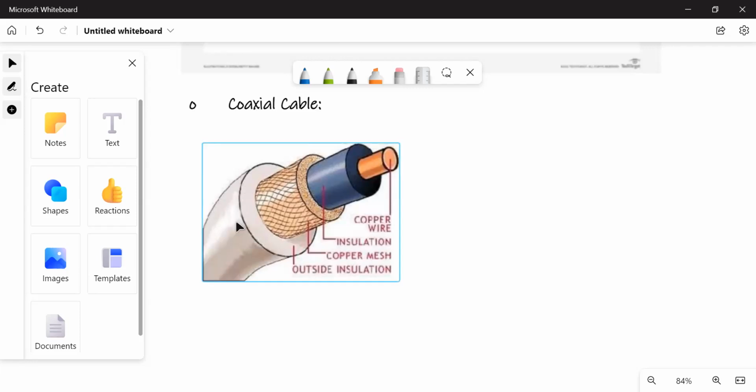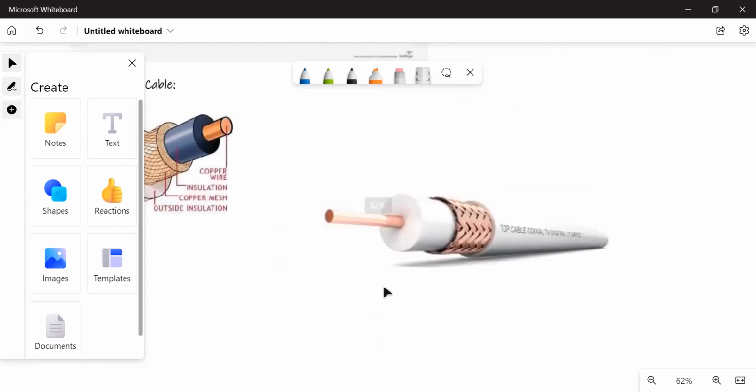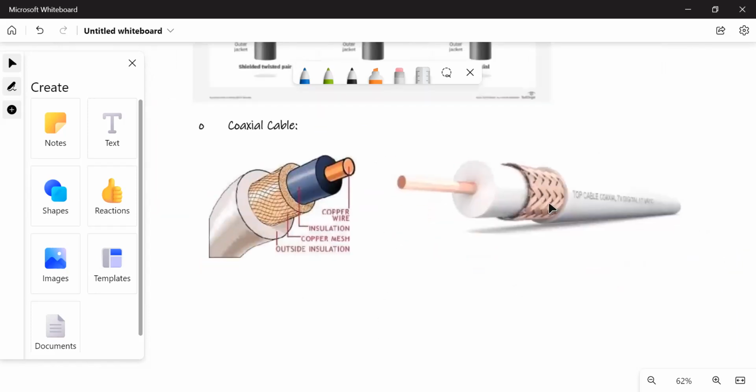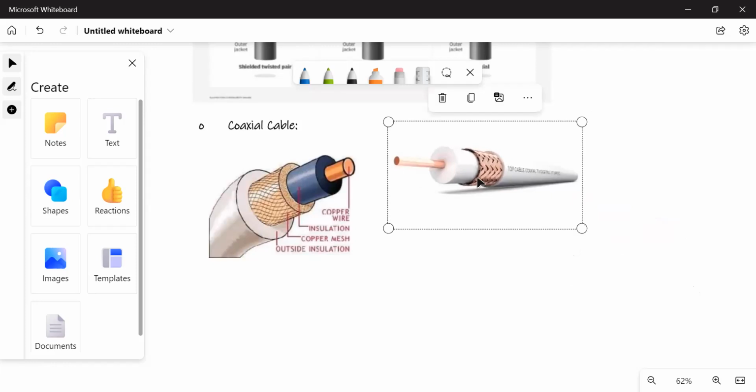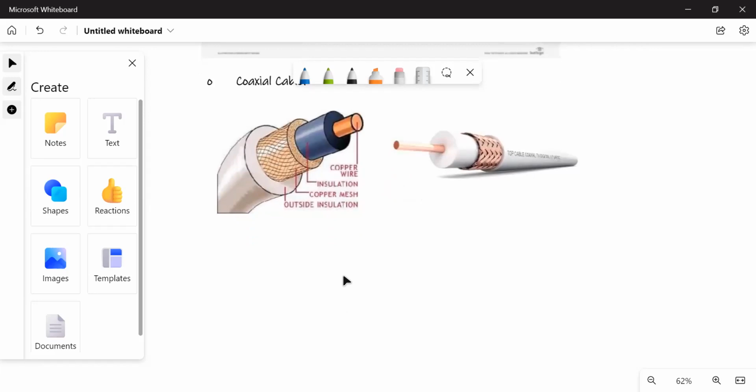So the outside one is here. In the middle, we have the copper wire. And then we have some insulation material that separates this copper wire from the outside. Then you have a copper mesh, right? The real picture looks like this. So this is the drawing, right? In a real picture, it looks something like this, right? Draw this one. Once you finish, let me know.